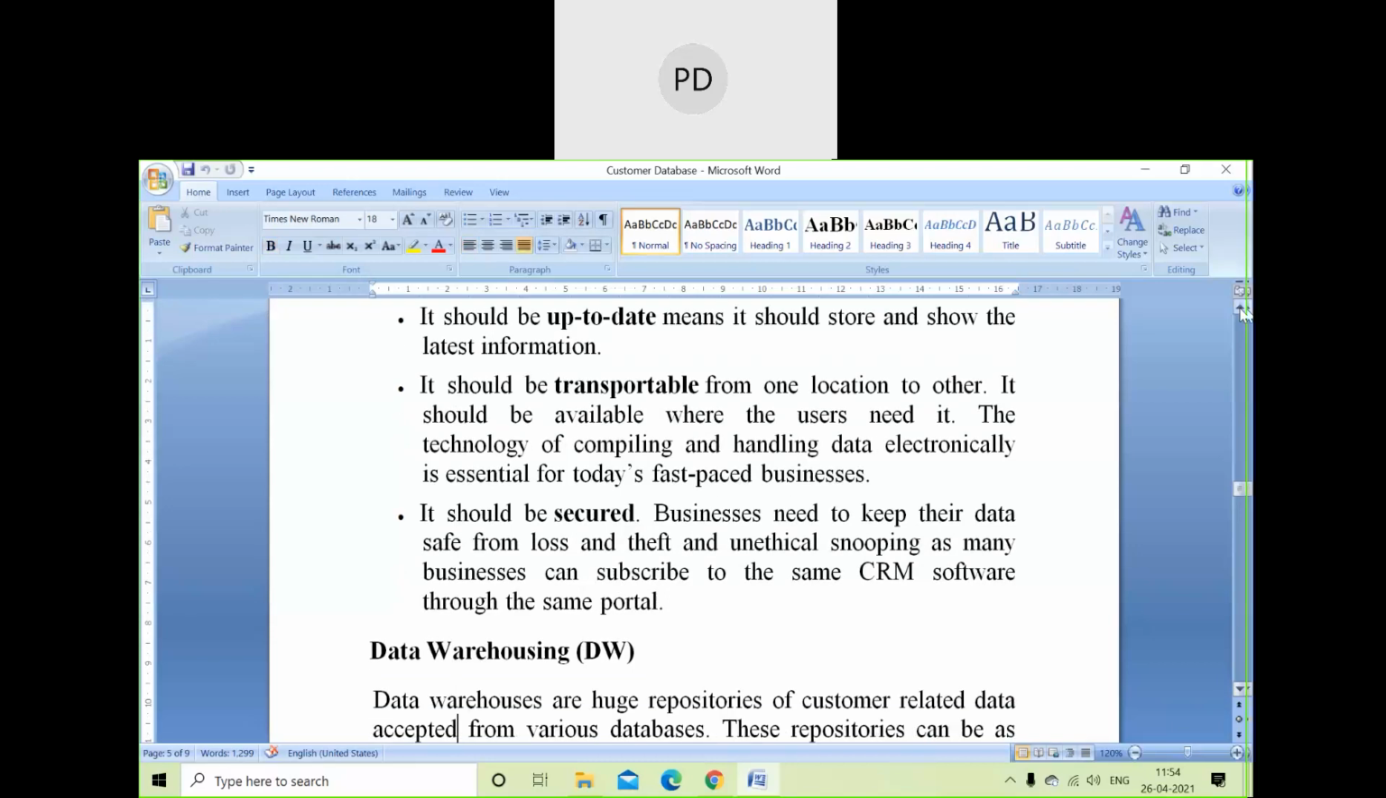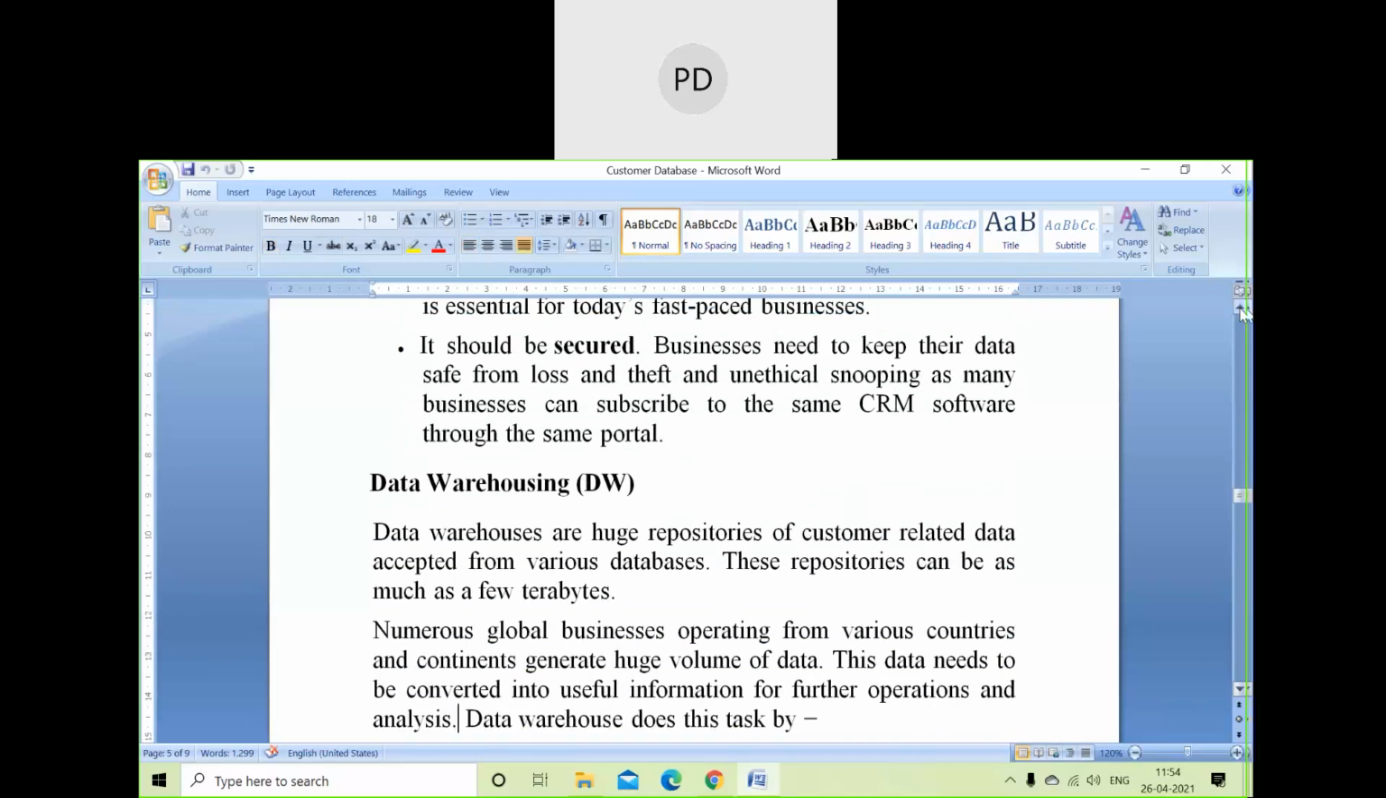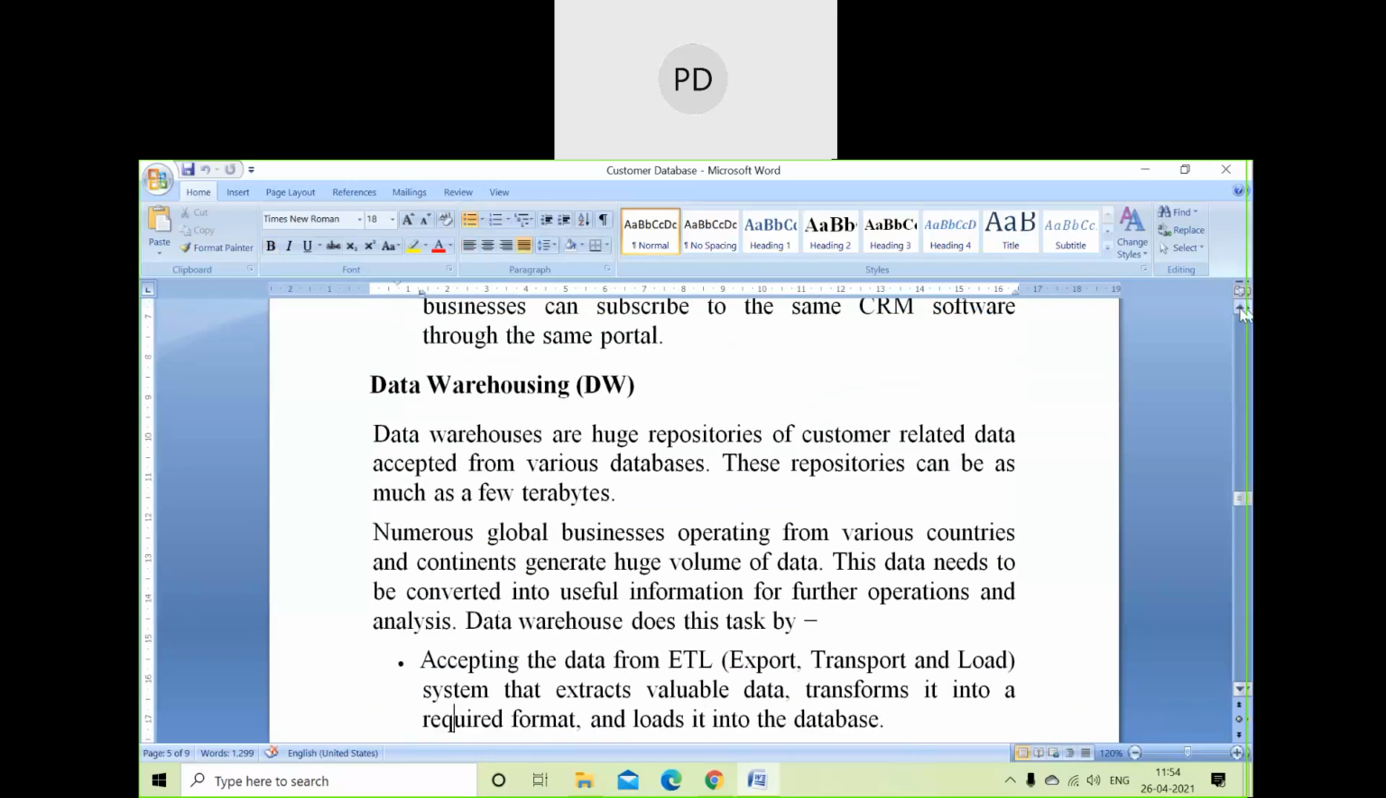Okay, so data warehousing. You don't need to know much here, because it is about the people who are doing the coding. Data warehousing is nothing but what Naeem said last time: repositories. Remember only that word. Repositories means the data will be stored in immense amounts, tons of data, a few terabytes.